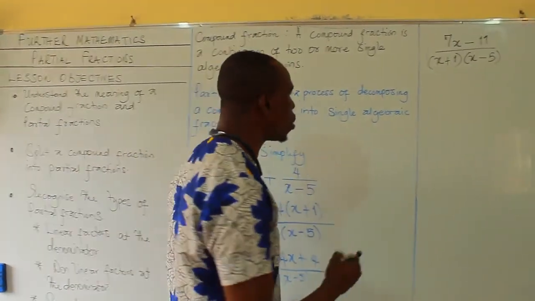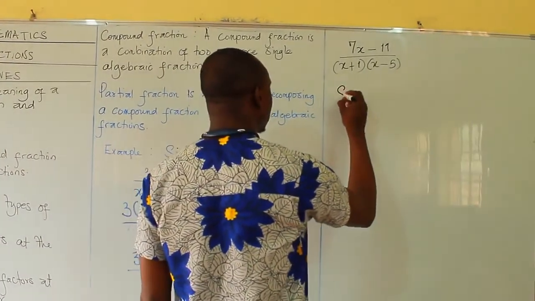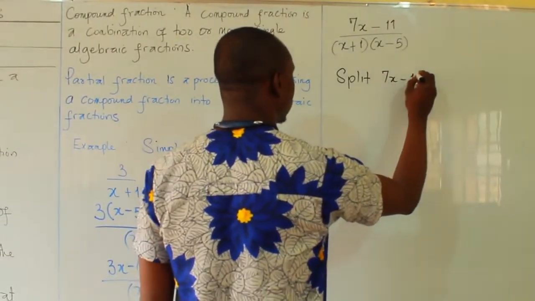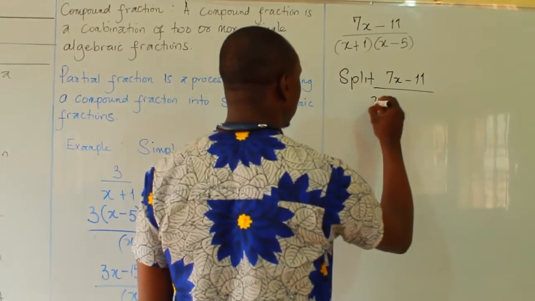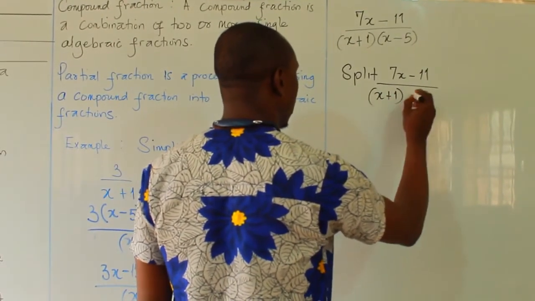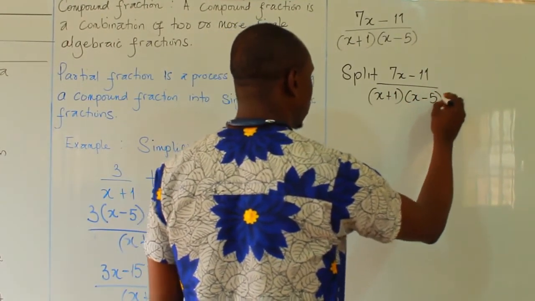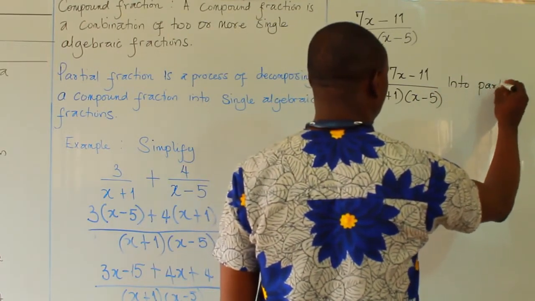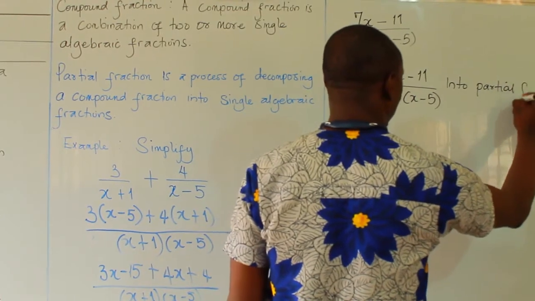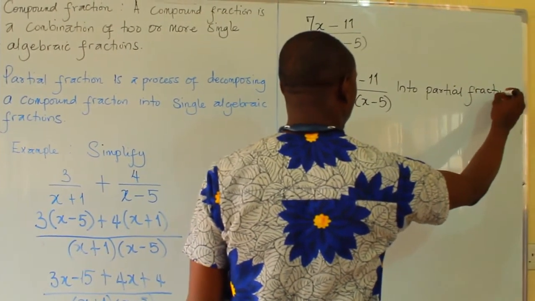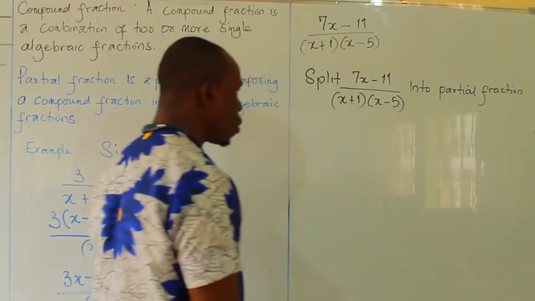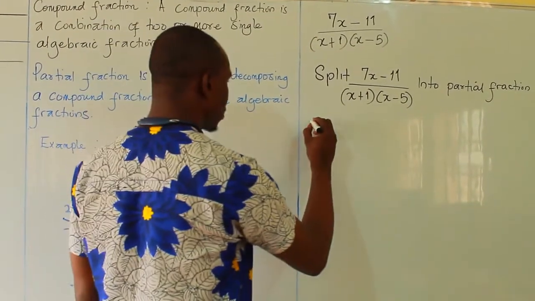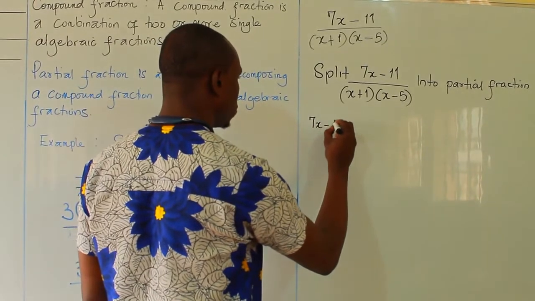The question usually comes in this form. It will say, split 7x minus 11 all over x plus 1 and x minus 5 into partial fractions. To solve this, or to split this, I am going to write this question in this form.